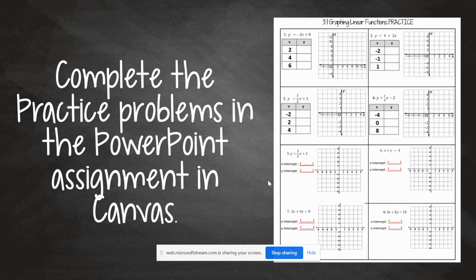Now I want you to go ahead and complete the practice problems, first on the piece of paper and then in the PowerPoint assignment in Canvas.